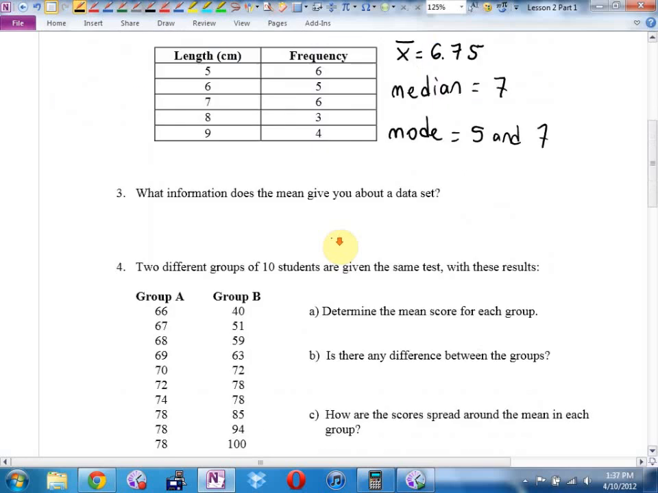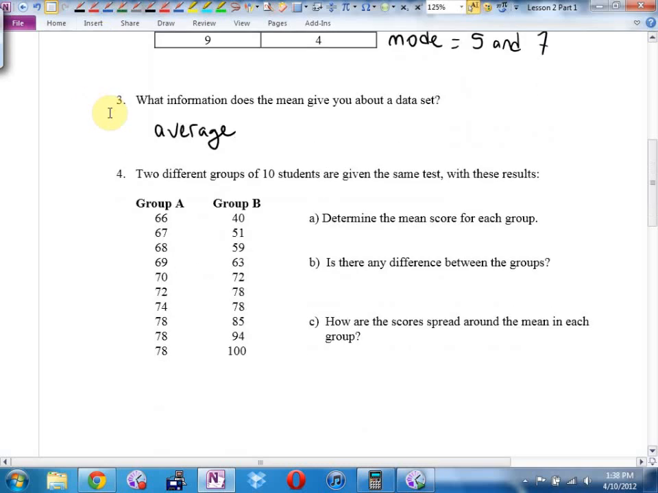Number 3 says this. What information does the mean give you about a data set? The average. So example 4. 2 different groups of 10 students are given the same test. And these are the results. A says, determine the mean score for each group. Do you want to do this by hand or do you want to use the technology?